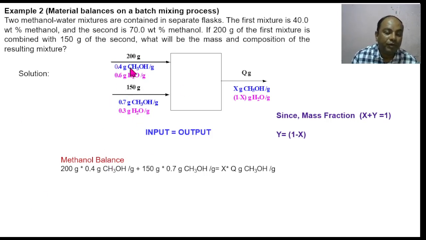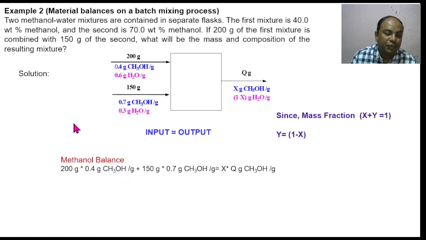So we have here two known quantities: the mass fraction and the total quantity. Therefore we have to find the mass of methanol in the 200 gram. How much methanol is present in the 200 gram of mixture? You know the formula we have used, and accordingly we have taken it over here.